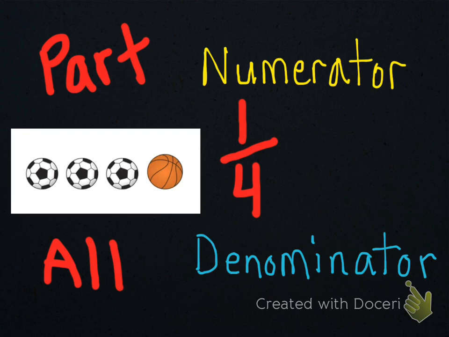Now, if I turned around and said, what fraction of this set is soccer balls? Then we would count the soccer balls. We see we have 3 soccer balls. That would be our top number. And again, we have 4 all together in the set, so our denominator stays the same. I would read this as 1/4 for the basketballs and 3/4 of the soccer balls.